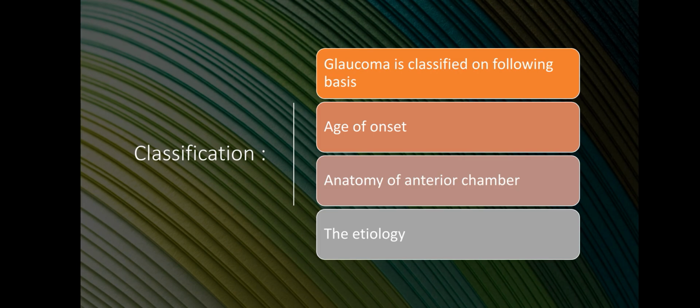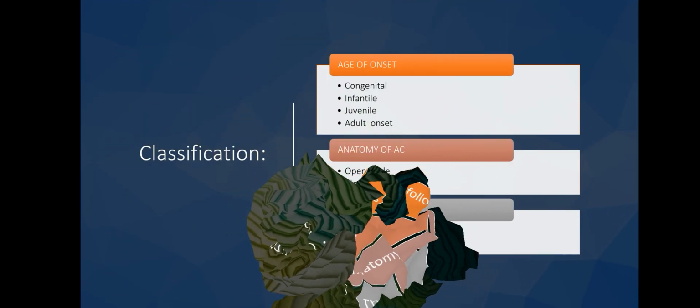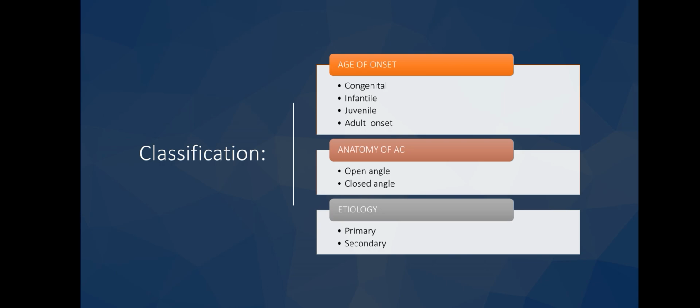Classification: glaucoma is classified on the following basis: age of onset, anatomy of the anterior chamber, and etiology. Classification by age of onset: they are classified into four subtypes. Number 1, congenital. Number 2, infantile. Number 3, juvenile. Number 4, adult onset.